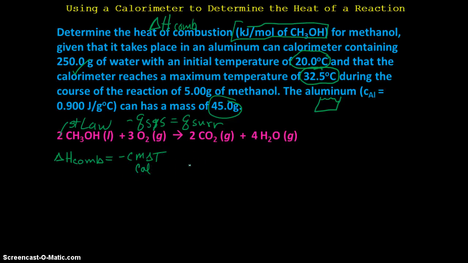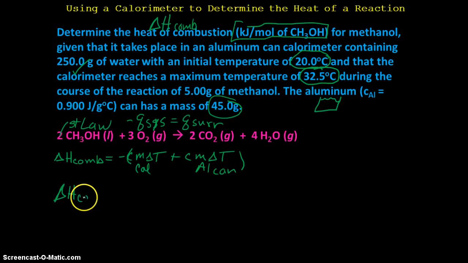But this time, we also have involved in this the aluminum can, and so I've got two Cm delta T's here because the aluminum can is going to be involved in this as well. So it's the negative of those two things together.